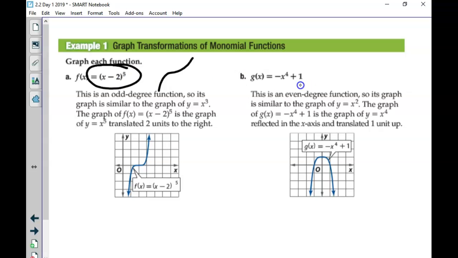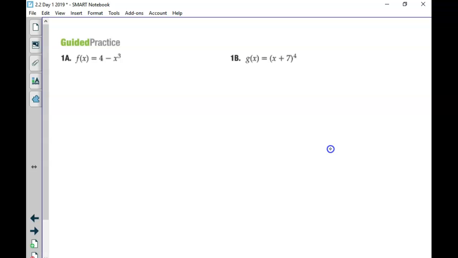Right, what would this one do? Two things going on here. An x to the fourth should look like this, but a negative made it go down, and then the plus 1 moved it up 1, in that order, by the way. Flipped it and then moved it up 1.